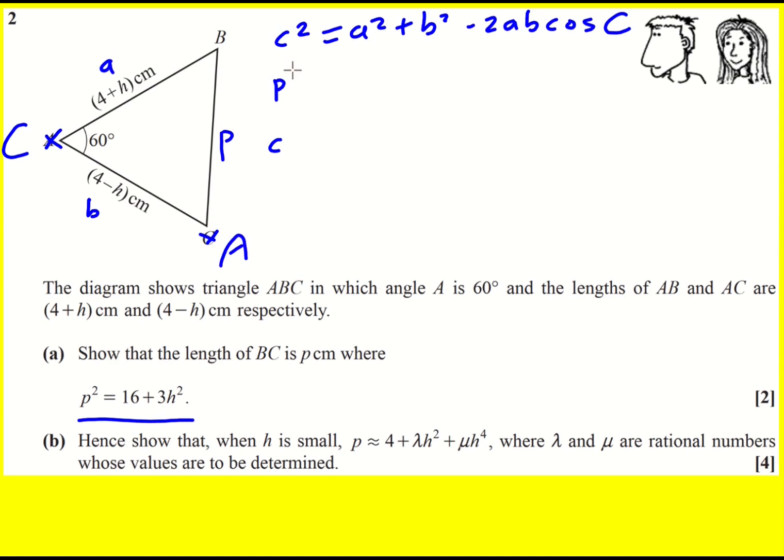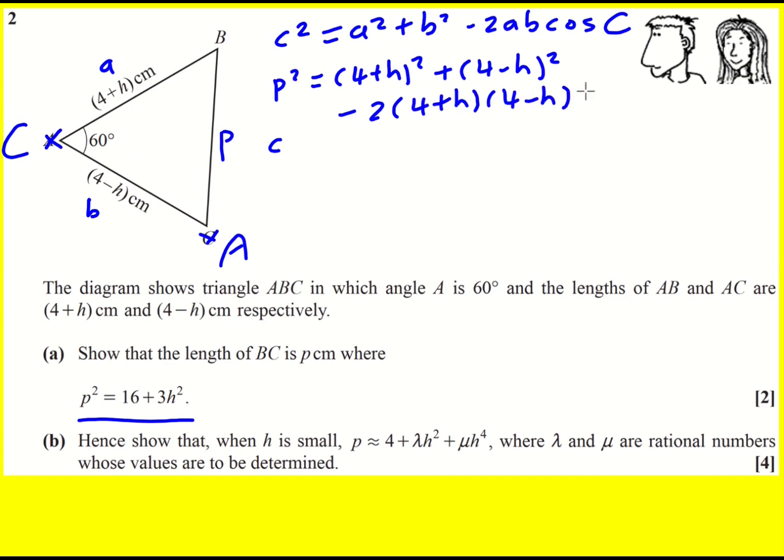So I've got P squared is going to equal (4 plus H) squared plus (4 minus H) squared minus 2 times (4 plus H) times (4 minus H) times cos 60. You can put this one in your calculator, it's actually going to be a half. And the 2 and the half cancel out.